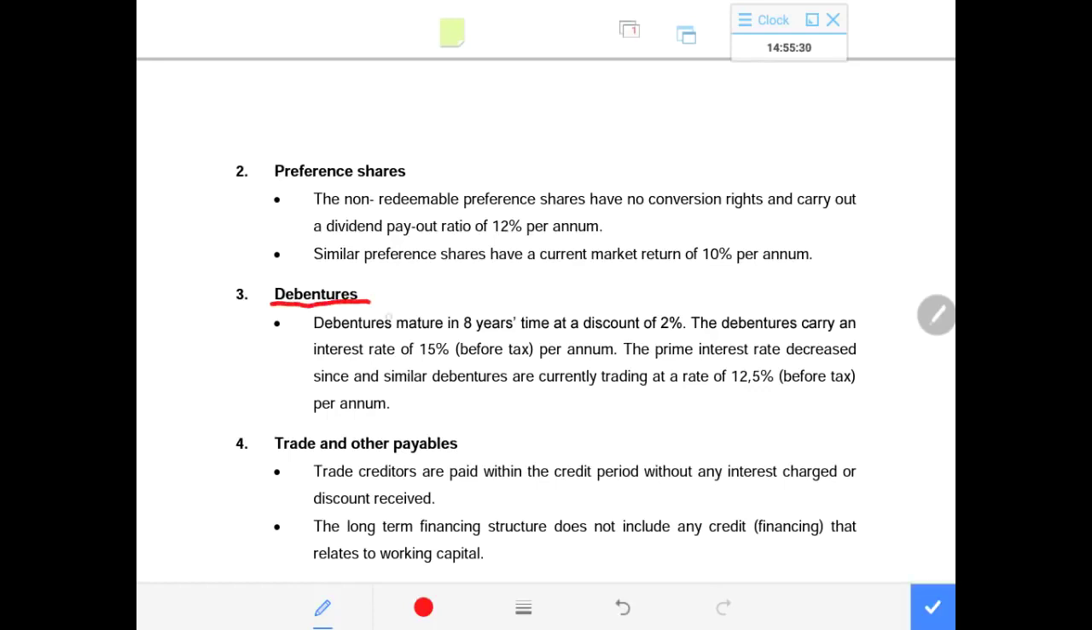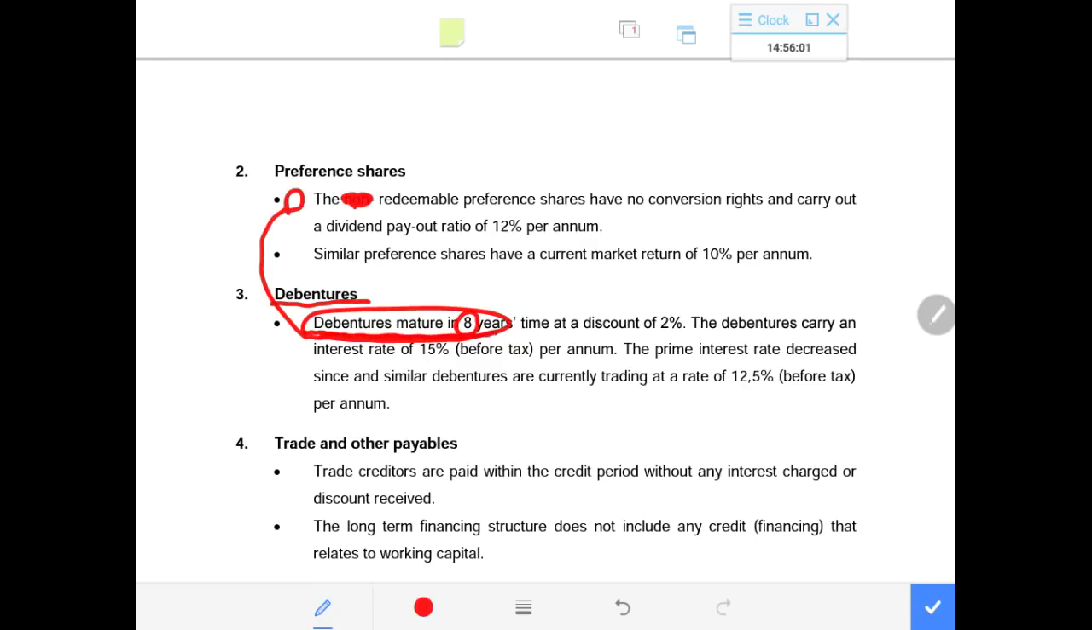They say debentures mature in 8 years. Remember, this can be copied and pasted under preference. They can say preference shares mature in 8 years. So now that will mean that those preference shares are redeemable. In this case, they were non-redeemable. And if they are non-redeemable, meaning we will not have the maturity date, meaning the date at which they are bought back or redeemed to the preference shareholder.